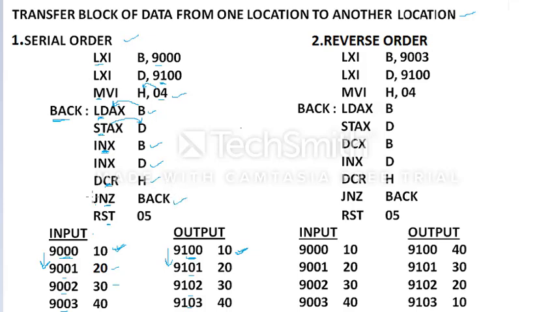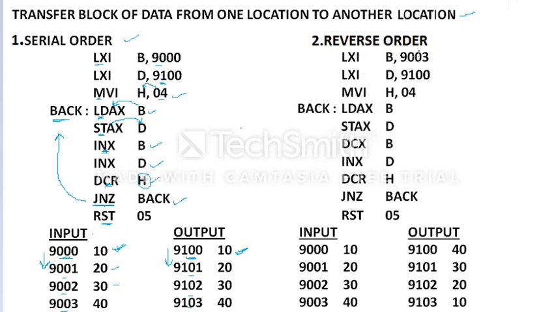JNZ back is for the loop. JNZ stands for jump on no zero. Until H becomes 0, you have to go back, meaning 4 times I have to take this loop. When this JNZ back condition gets reset, meaning H becomes 0, it should come down and restart the program. This is the program for transferring a block of data from one location to another location in serial order.